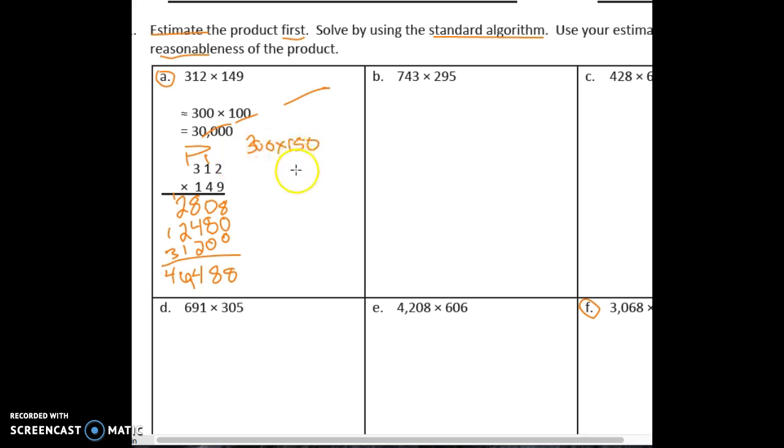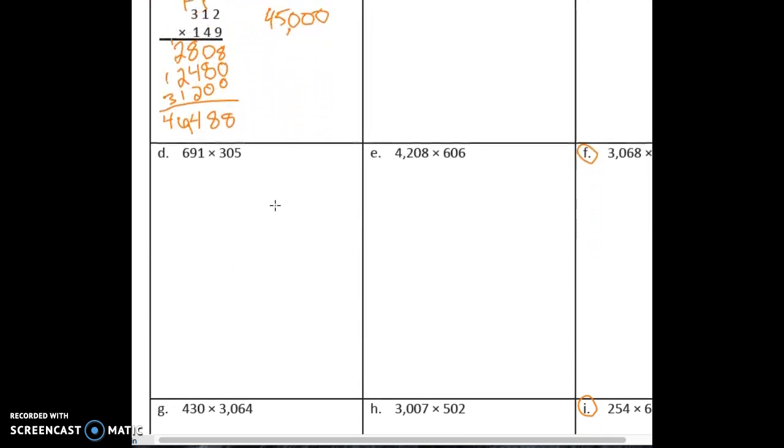3 times 15 is 45, isn't it? Like when you think about the clock, 3 15-minute parts on your analog, old-fashioned clock gets you 45 minutes, right? And then we're putting in 1, 2, 3 zeros. 4,500 is actually closer. Or sorry, 45,000 is closer.